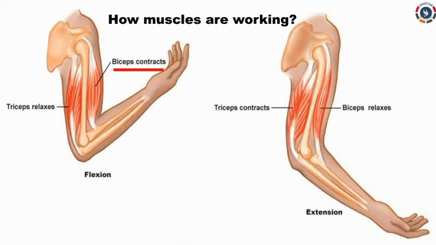When the biceps muscle is working, that means contracted, the triceps muscle is relaxed. When the triceps muscle is contracted, the biceps muscle is relaxed. Here, contraction of the triceps muscle straightens the arm.